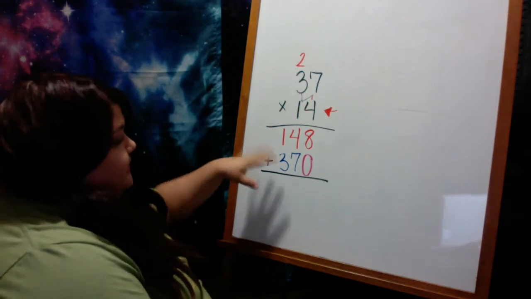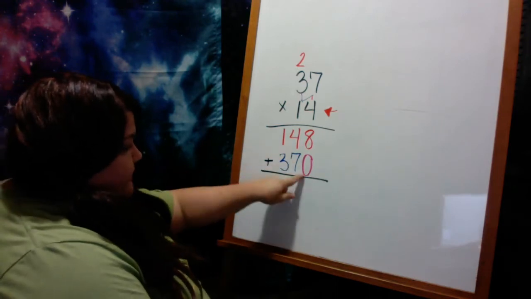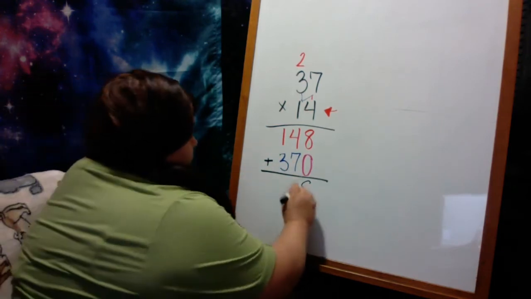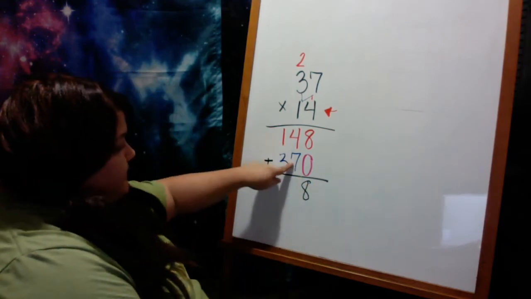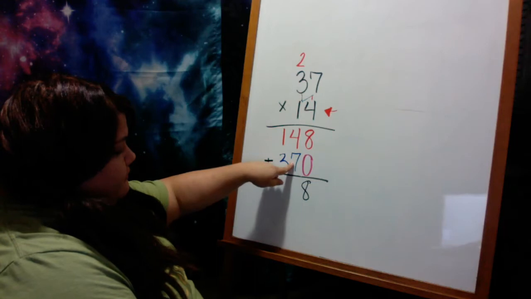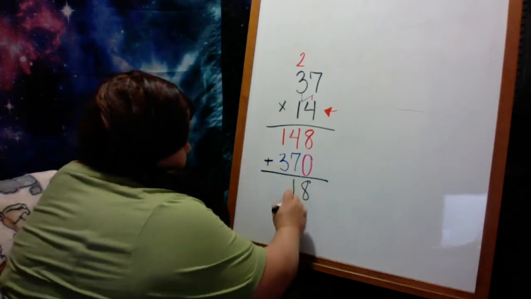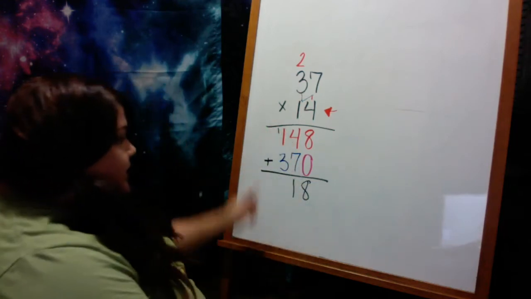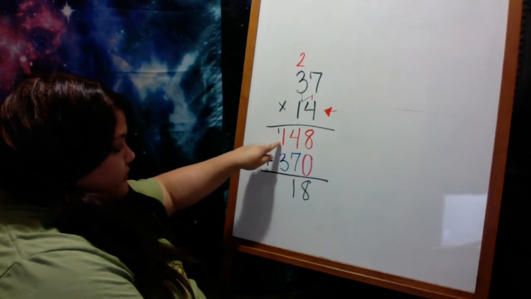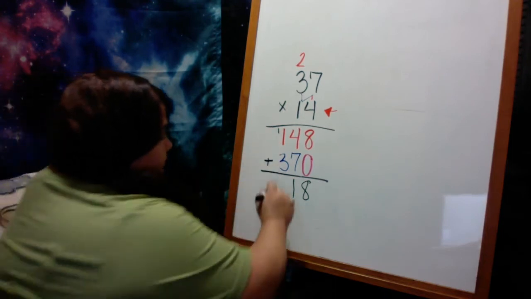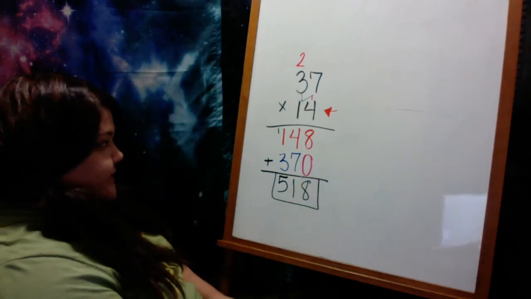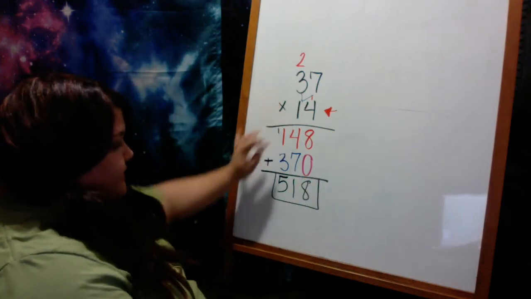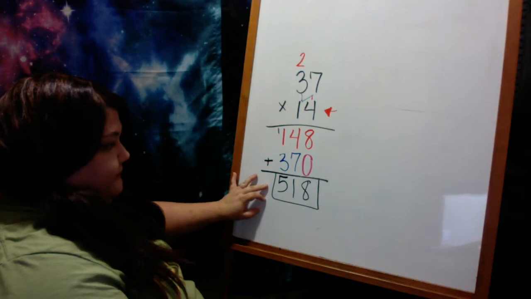All right, so now we just need to add it up. 8 plus 0, 8, because anything plus 0 equals itself. 4 plus 7 is 11, and 1 and 1 make 2, and 2 and 3 make 5. So my answer is 518. So 37 times 14 equals 518.